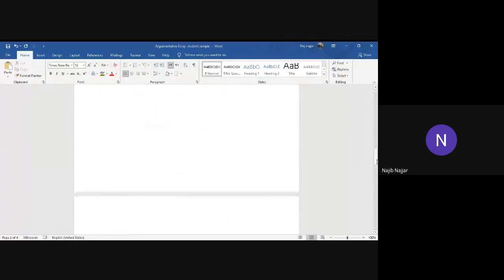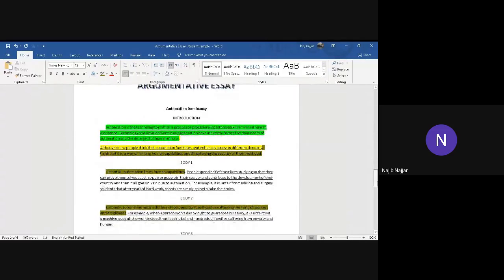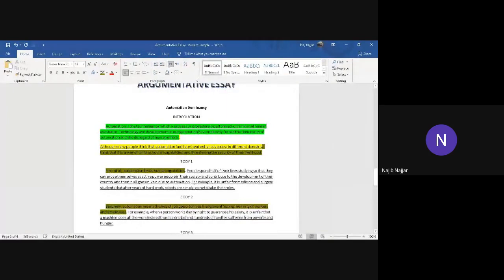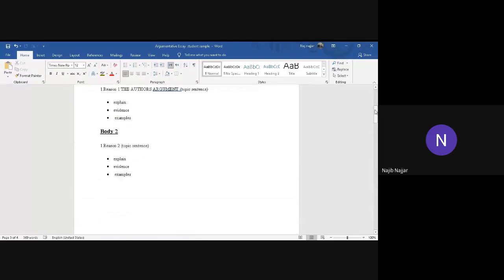I want you to go down here and check every part of this essay, from the introduction, the body, until the conclusion. And you will see that even though it's written by a student, everything is clear, and it will teach you how to write an argumentative essay in minutes.